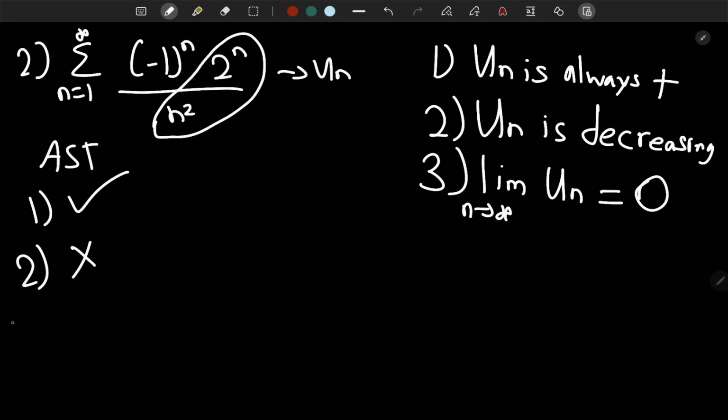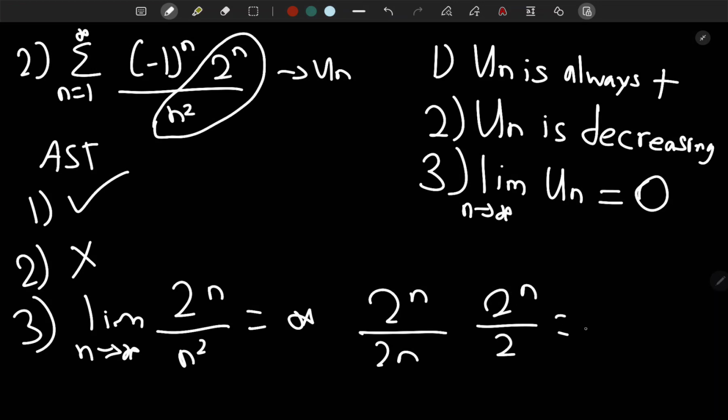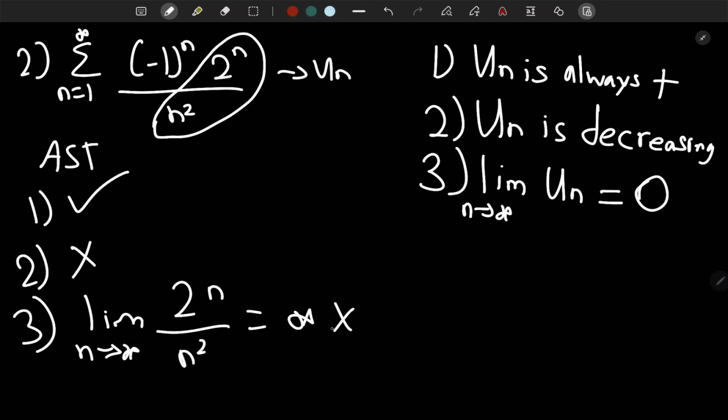Now if you want to just do the third condition just for practice, let's do that. Let's take the limit of n approaching infinity of 2 to the power of n over n squared. You will again get that this is infinity since you have an exponential function, and you can use L'Hopital's rule. So you'll get something like 2 to the power of n over 2n, and then you do it one more time, so you'll get 2 to the power of n over 2, and this is definitely infinity, right? So here the third condition also fails, so this series diverges.